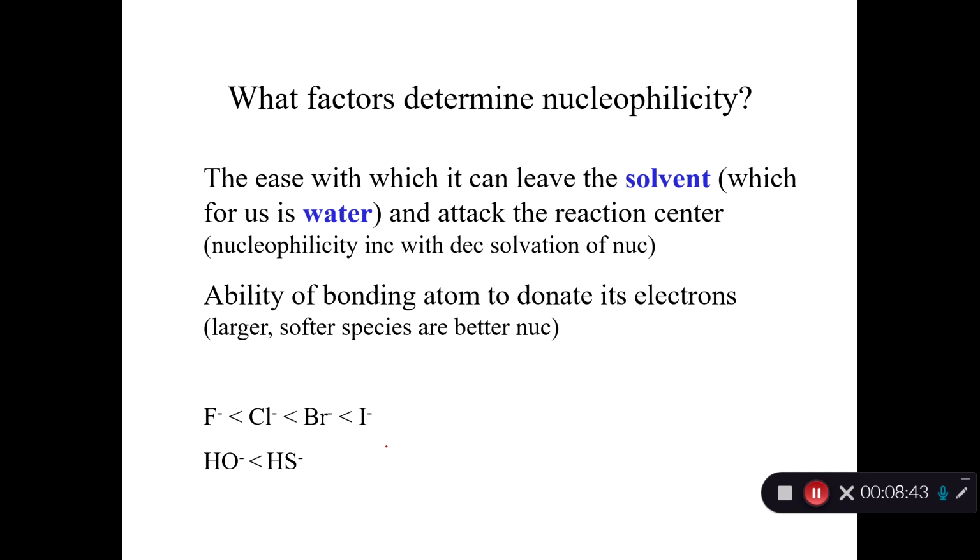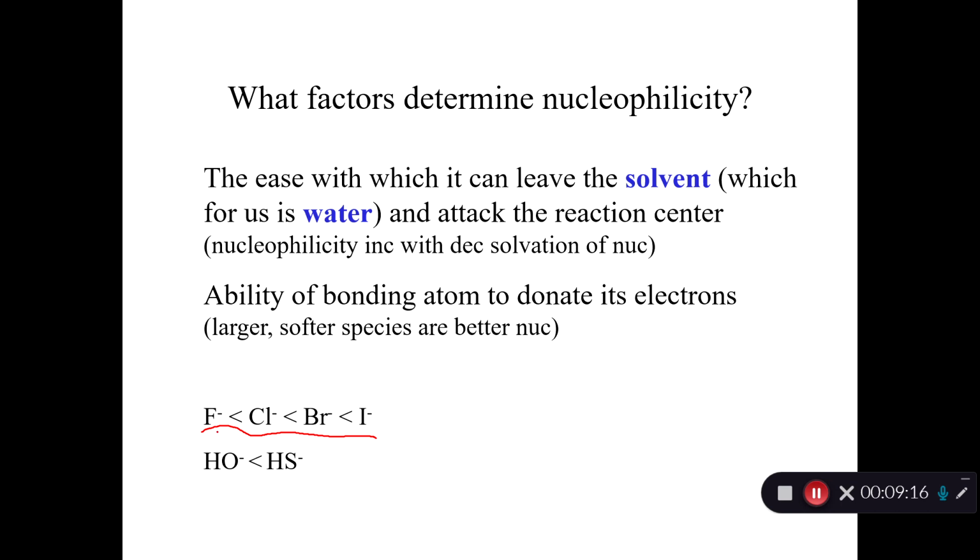So what factors determine the nucleophilicity? Well, in order for the nucleophile to attack your substrate, first it has to leave the solvent. That's not something you think about very much. But when these compounds, chloride, fluoride, bromide, are dissolved in water, they're surrounded by water molecules. And in order for them to attack some carbon-based compound, they have to get rid of their entourage of water molecules so that they can directly attack the substrate.